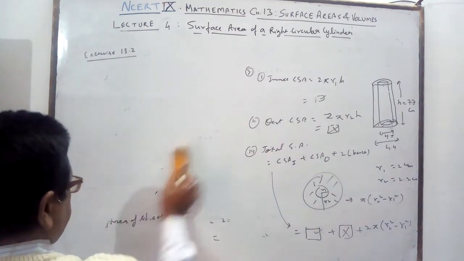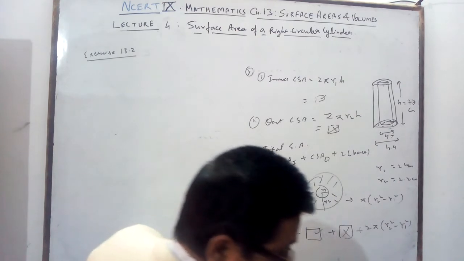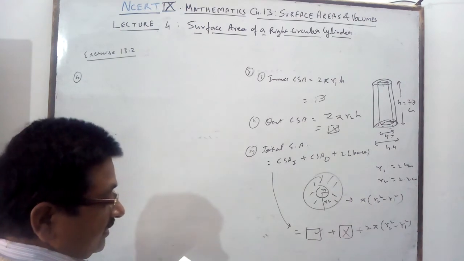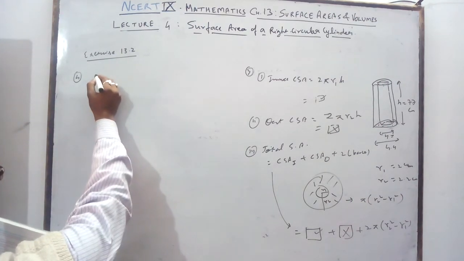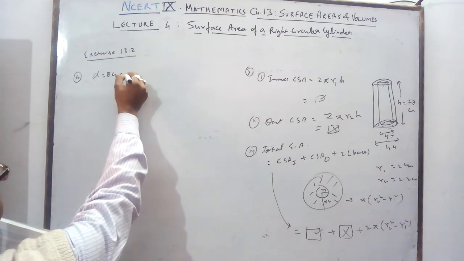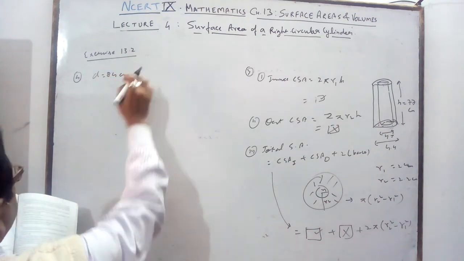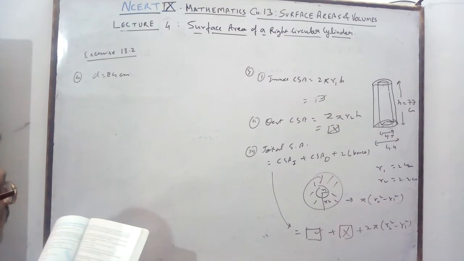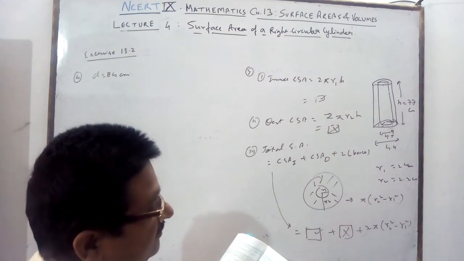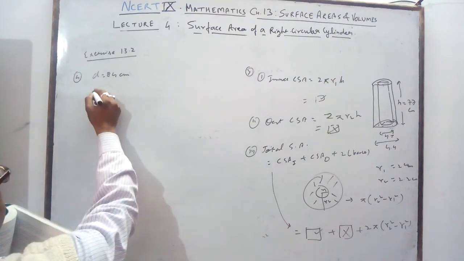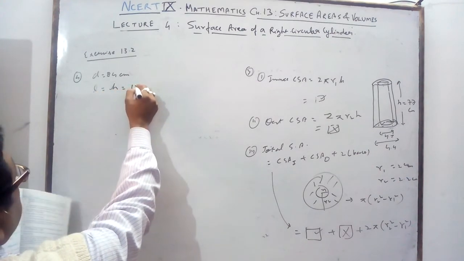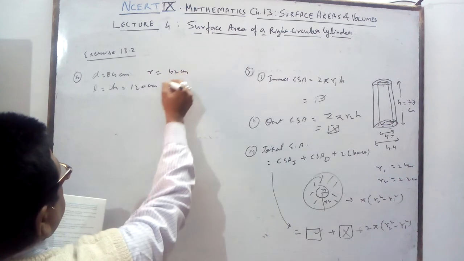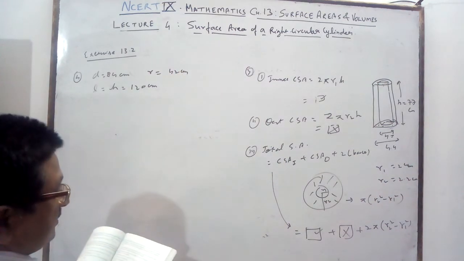Question number 4 is given here. What is given? In question number 4, you get the diameter of a roller. The diameter of a roller is given, 84 centimeter, and it takes 500 complete revolutions to cover the level of the playground. The diameter of the roller is 84 and its length is 120 centimeter. Length means h. So what will be the radius? 42 centimeter. And both are given in centimeter.